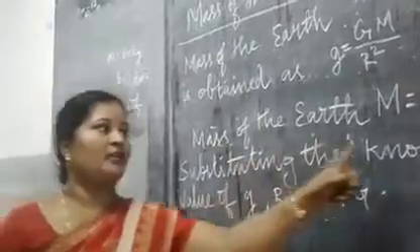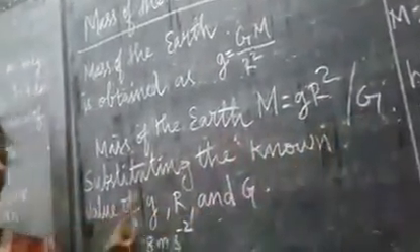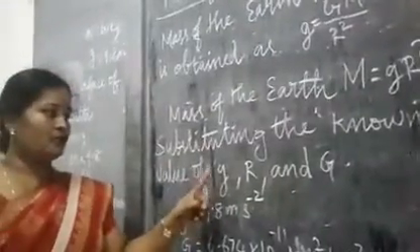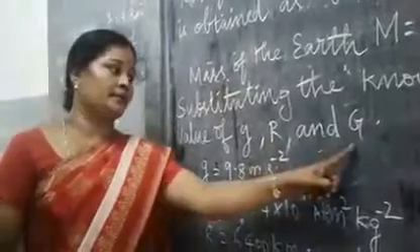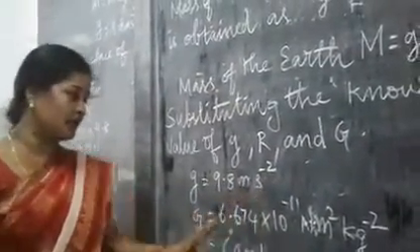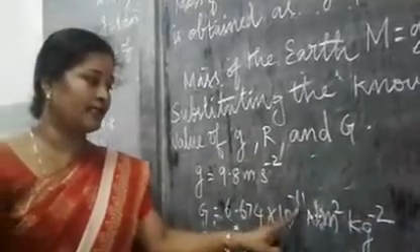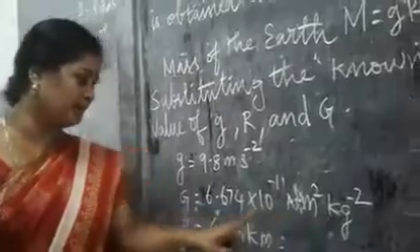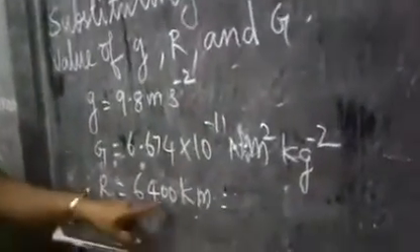We can substitute the values. Already we know small g, capital R and capital G. So small g is equal to 9.8 meter per second square, and capital G is equal to 6.674 into 10 power minus 11 Newton meter square per kilogram. Next, capital R, the radius of the earth, is 6400 kilometer.